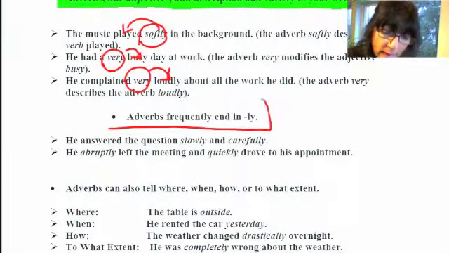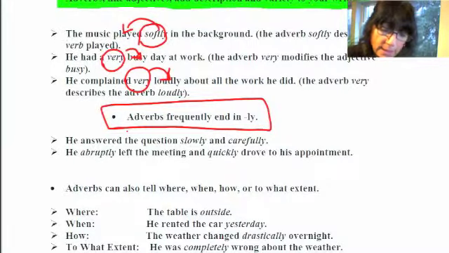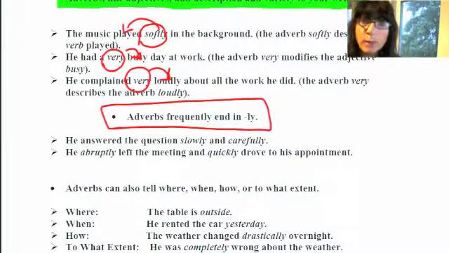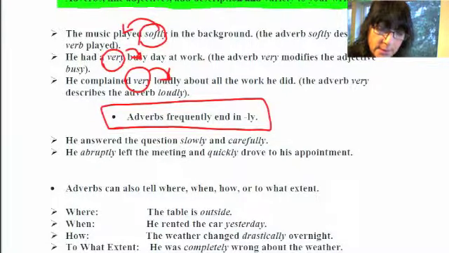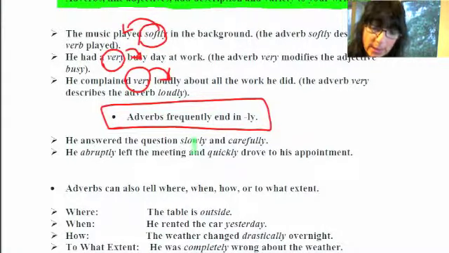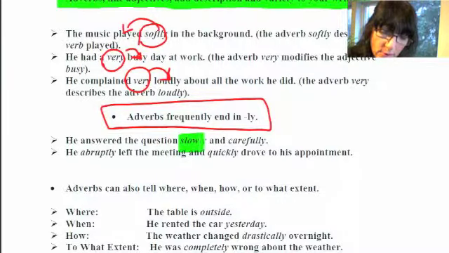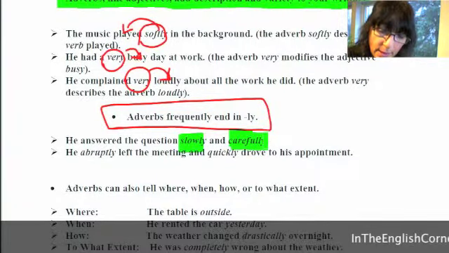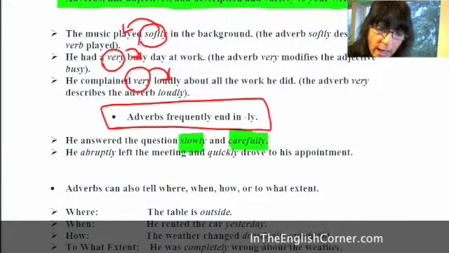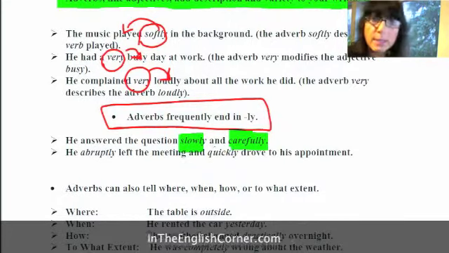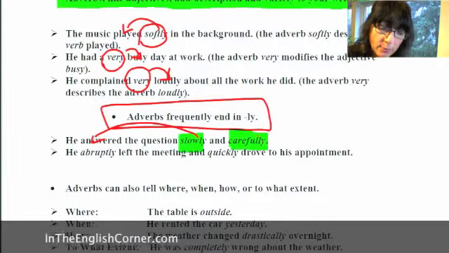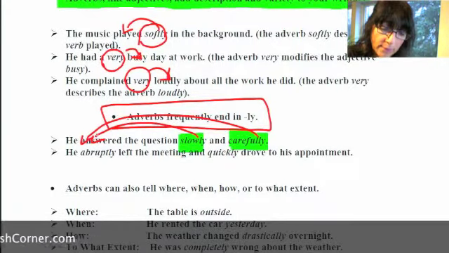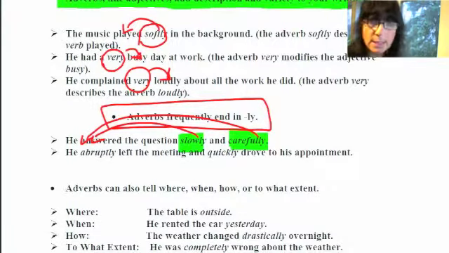So keep in mind that adverbs frequently end in ly. That's one way that you can tell if a word is an adverb. So in these examples, the first one, he answered the question slowly and carefully. There's your adverb, slowly and carefully. And they're adverbs also because they're describing the verb answered. And adverbs describe verbs or modify verbs. So how did he answer it? He answered it slowly, and he also answered it carefully.